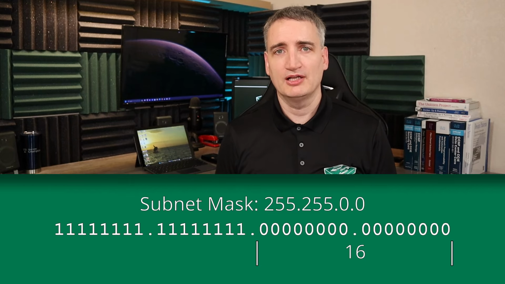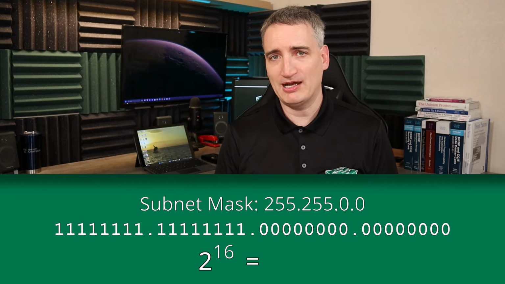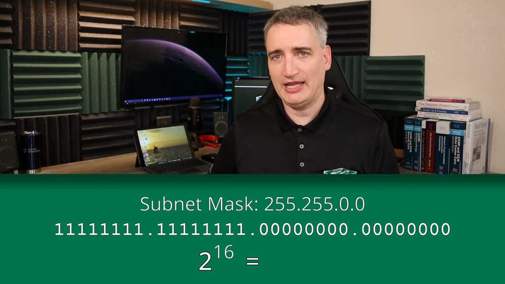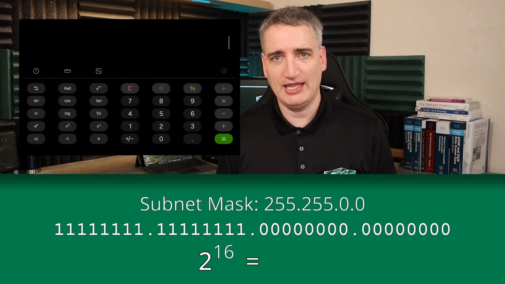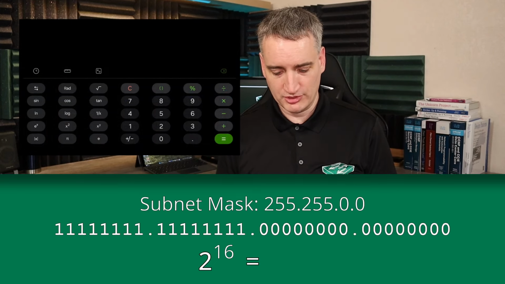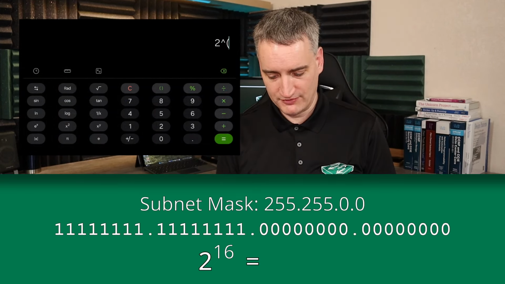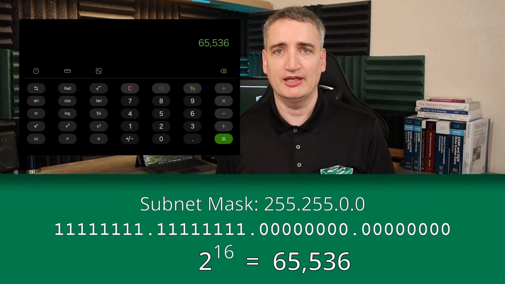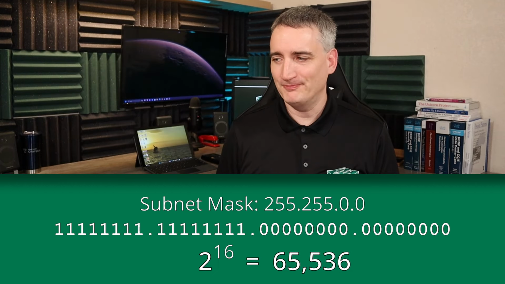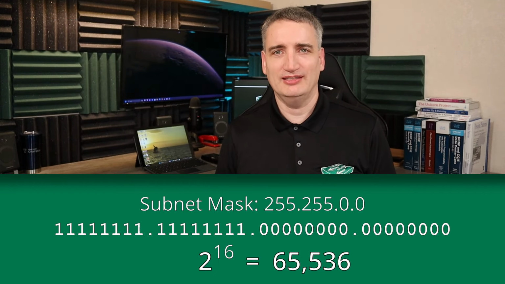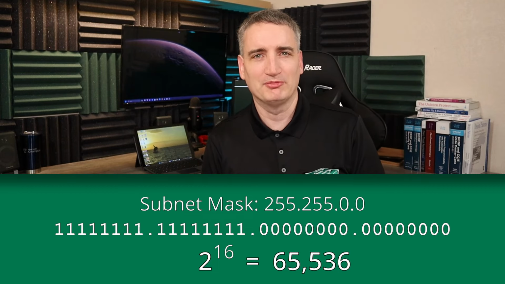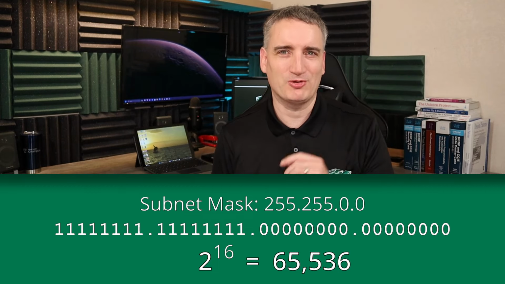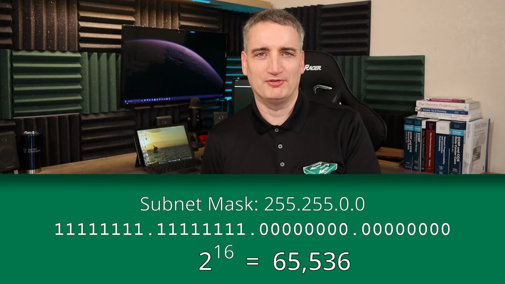All right, so in order to calculate, this is where we're going to need to raise 2 to the power of that number. This is where having a calculator can come in handy. So we're going to do 2 to the power of 16, and we get 65,536. So 65,536 in the subnet mask 255.255.0.0, that's the number of available IPs, right? Not quite. There's one more step involved.